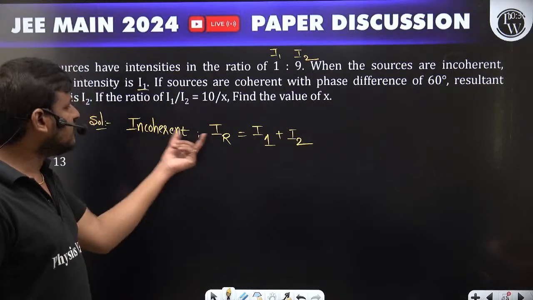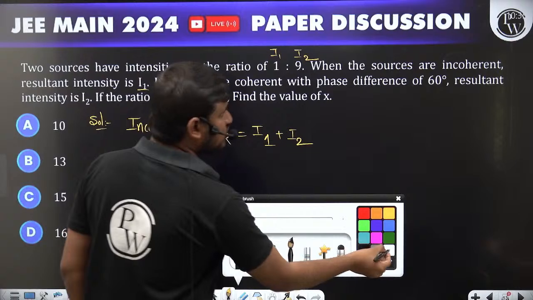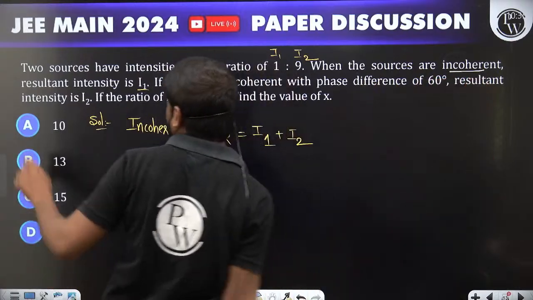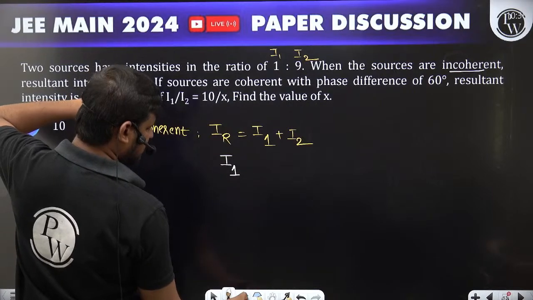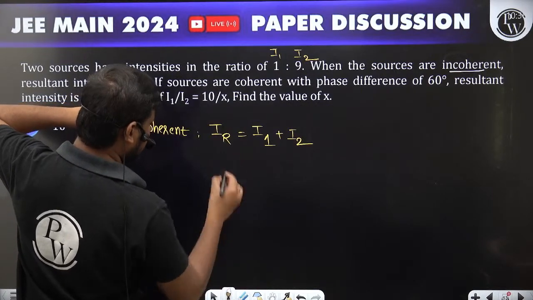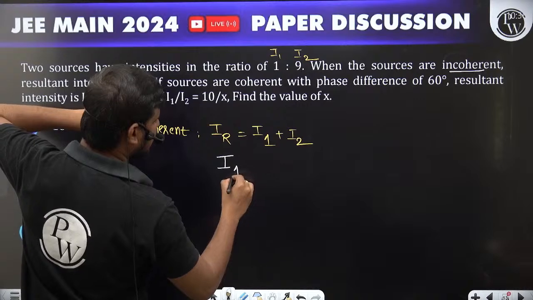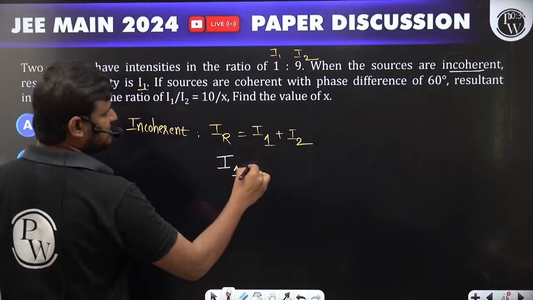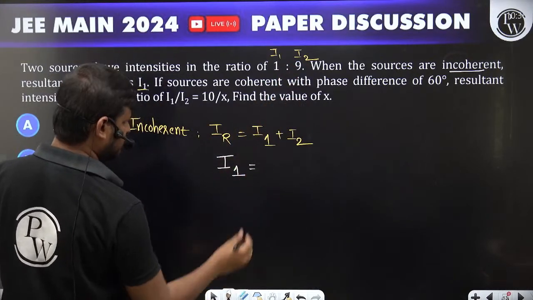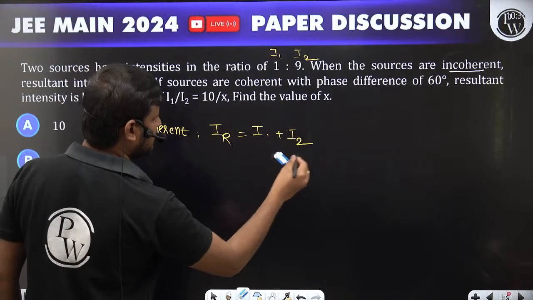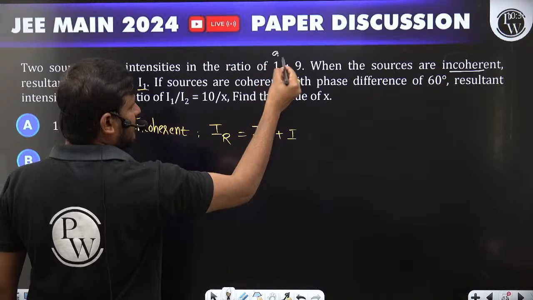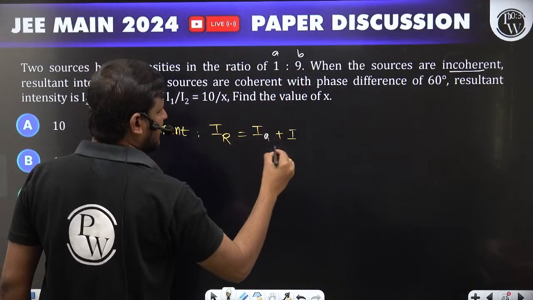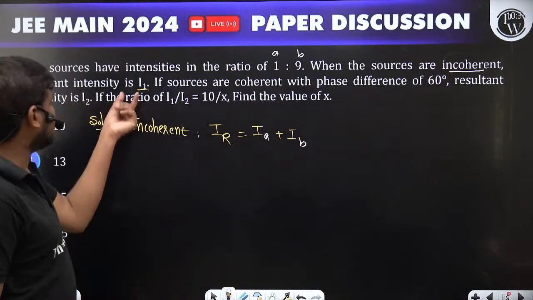Okay, for the incoherent sources. When the sources are incoherent, the intensity, let's say I1, is simply I1 plus I2. Don't get confused; let's not write I1, I2 here. Let it be A, B, better. So IA plus IB, because here they gave I1.